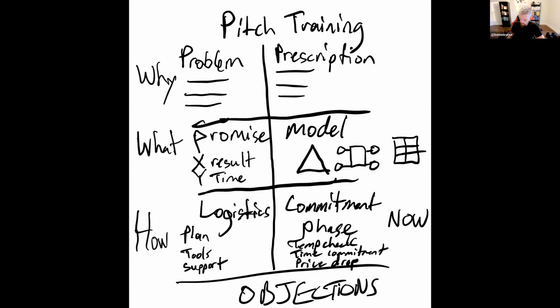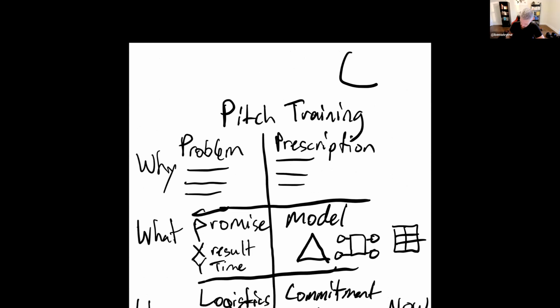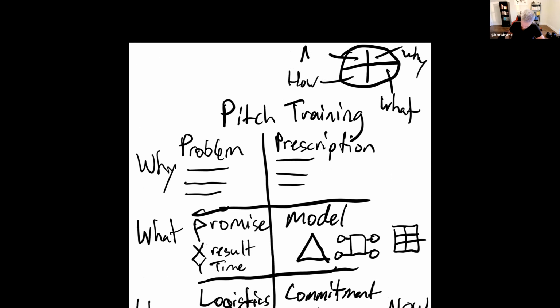there's really four parts to this pitch training. Okay, this is a universal marketing formula. So it's why, what, how, now, what they need to do now, in other words.